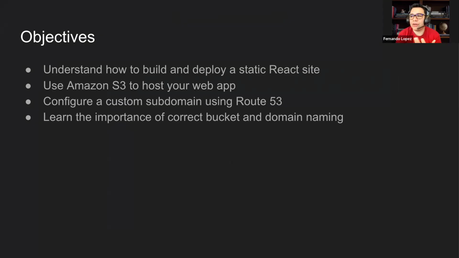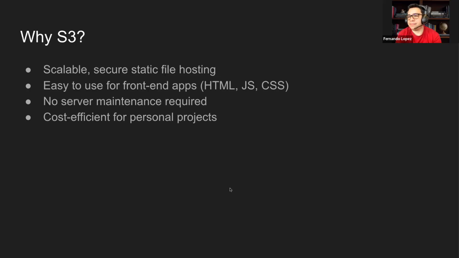We are going to configure a custom subdomain using Route 53 for the website. And we're going to learn the importance of a correct bucket and domain name, because you need to have this match between the domain name and the name of the bucket. If you don't have that matching, you are not going to be able to put a Route 53 domain to the bucket. Okay, so it's very important that we know that.